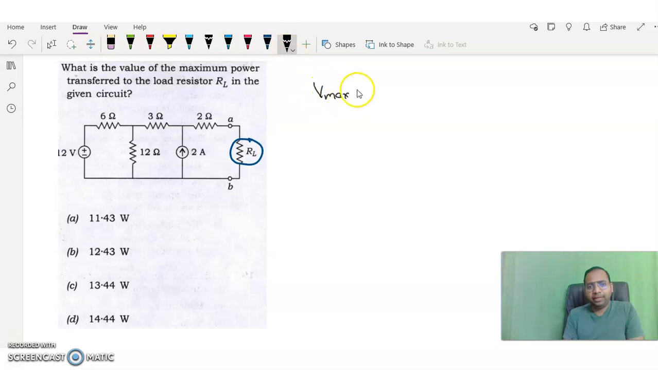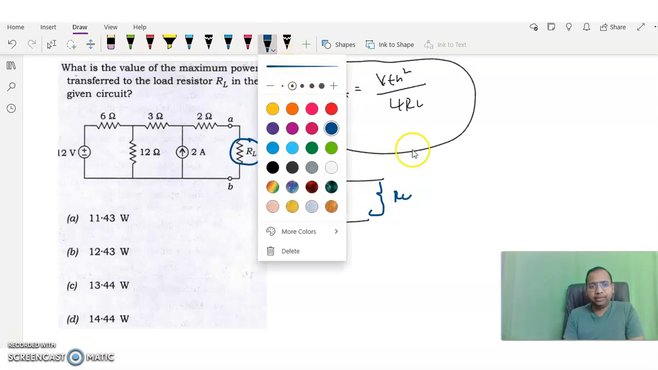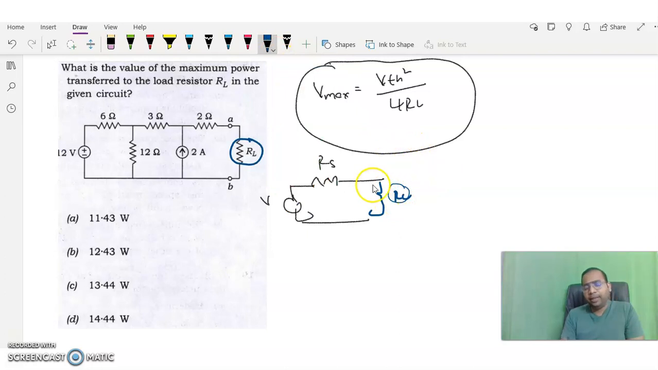As per the maximum power transfer theorem, the maximum power delivered to the load can be taken as Pmax is equal to Vth square divided by 4 into RL. So it is the formula. And one more concept I will tell you: if you take any circuit like this, with a voltage source and a source resistance, and you connect some load resistance here, then for the maximum power to be delivered to this load resistance, the source resistance and the load resistance both have to be the same.